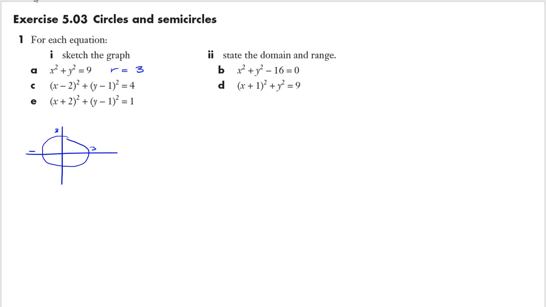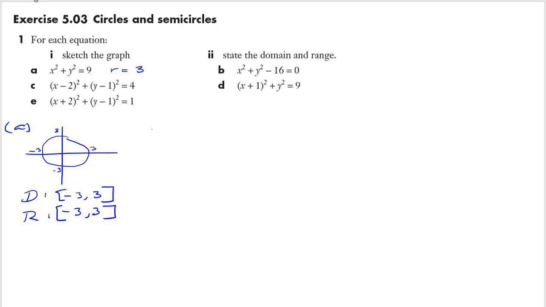And on your sketches, just make sure you place any x or y intercepts, the values of those. If we look at the domain and range for that one, as I said on the previous page, the domain goes from 3 to minus 3 in the x, from left to right, and up and down similarly goes from 3 to minus 3.